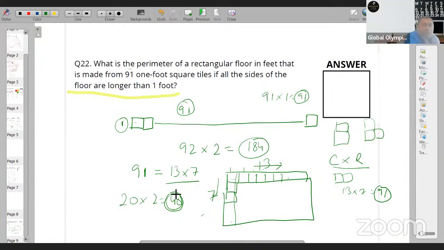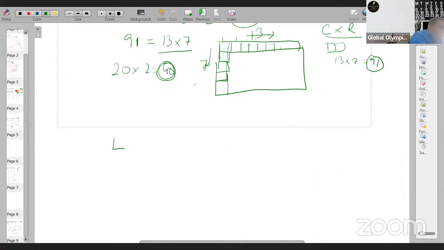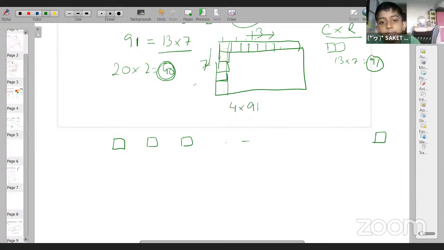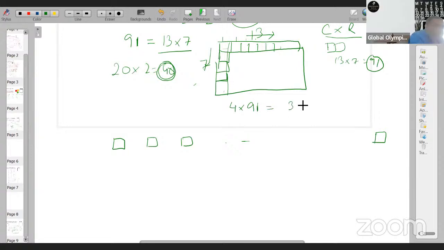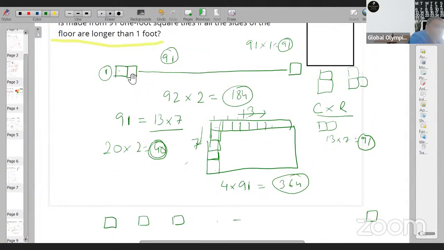Now, why does that happen? I understand that, but why does that happen? At least in this picture you can get an idea. If all these tiles were separate, then each would have given you a perimeter of 4, right? So 4 into 91, you would have got 364, correct? 364. Right.